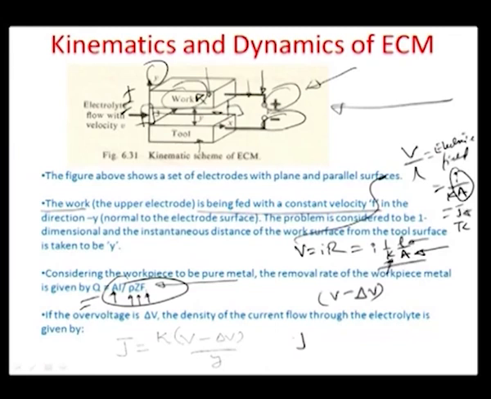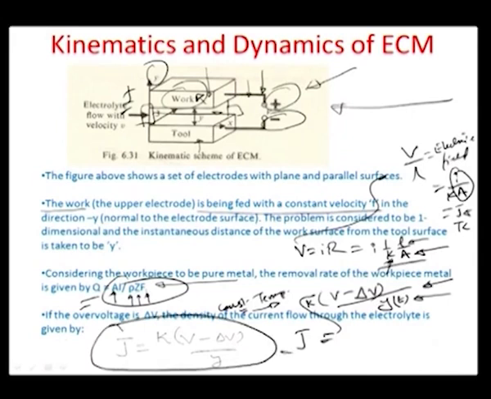So, the J in this case can be represented as V minus delta V, which is the obtained voltage, per unit distance of separation between the work and the tool at any given instance of time, let it be y(t), a function of time. This is the field which is available, and the local conductivity, assuming the whole process to be done at a constant temperature for simplicity's sake, comes out to be K times (V minus delta V) by y(t). That is how the current density term in electrochemical machining comes out to be.